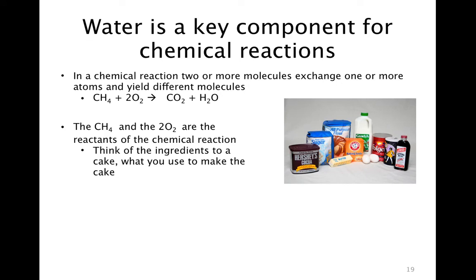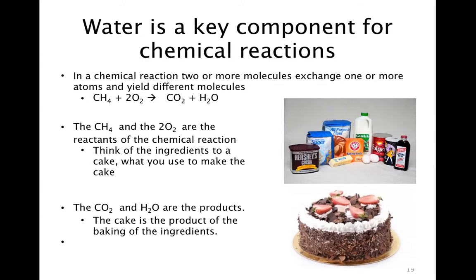The CH4 and the two oxygens are the reactants of the chemical reaction. Think of the ingredients to a cake you may make. So you take the ingredients, and from that you produce a cake in the end. The CO2 and water are the products.